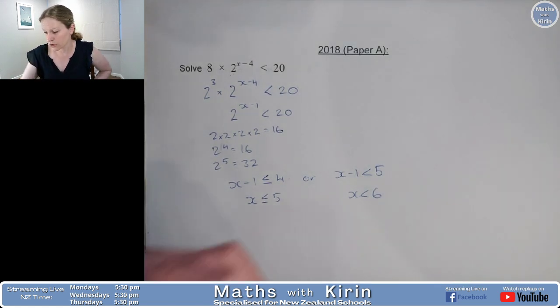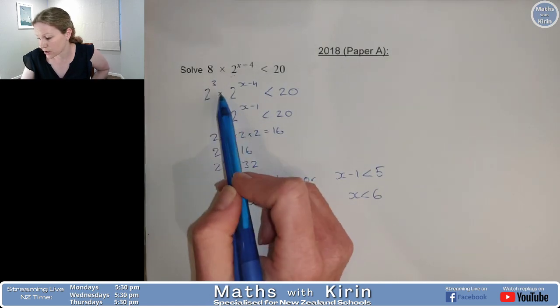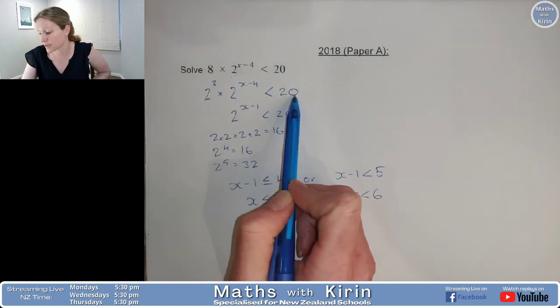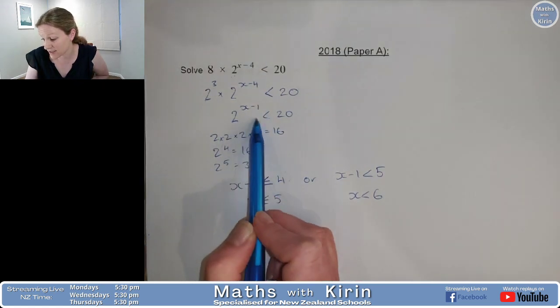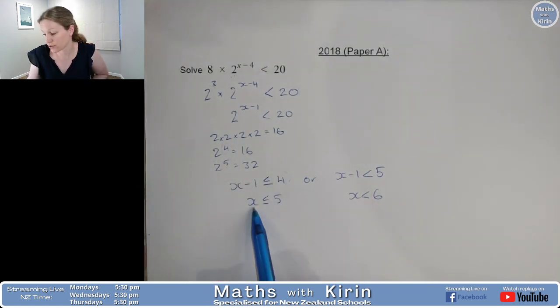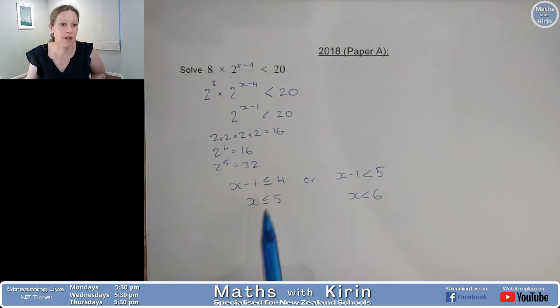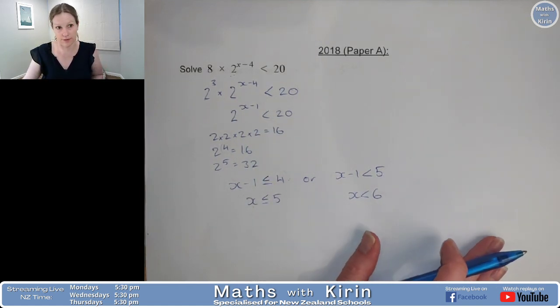So you might write 2 to the power of 3 times 2 to the power of x minus 4 is less than 20, and then get your x is less than 5. You might write this is less than 20 and get through to x is less than or equal to 5. That would be enough algebraic working to get the excellence grade for that question.